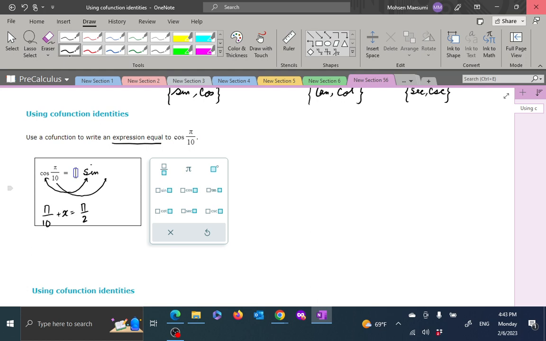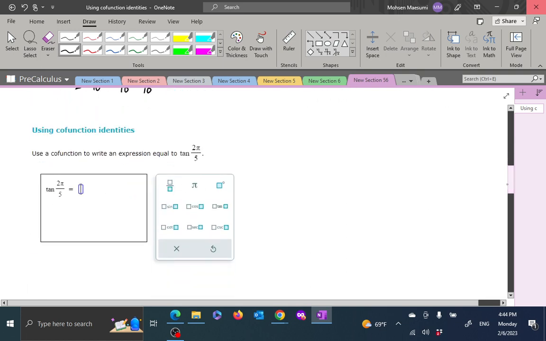If it's in radians, we look for an answer in radians. So say x is pi over 2 minus pi over 10. You take a common denominator, which is 10. So this becomes 5 pi minus pi, so it becomes 4 pi over 10. You can leave it like that, or you can simplify it to 2 pi over 5. It's the same, but let's just leave it like that. 4 pi over 10. Cosine of pi over 10 is the same as sine of 4 pi over 10.